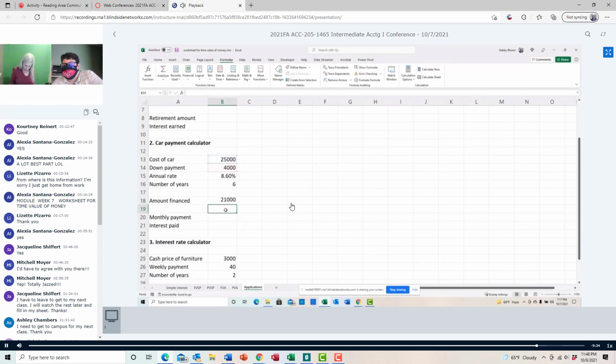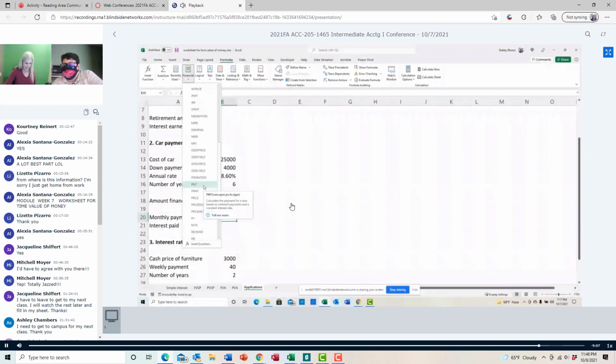Now I'm going to go down to the monthly payment. Excuse me, I'm starting to rush. Now to calculate the payment on a loan, we're going to use the function PMT. So I'm going to click Formulas, Financial, and I'm going to scroll down to PMT. PPMT is different. That's the principal payment. We want PMT, which calculates the payment for a loan based on constant payments and a constant interest rate.